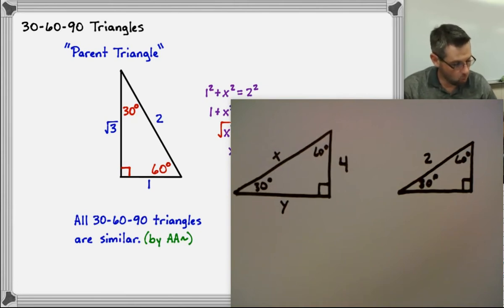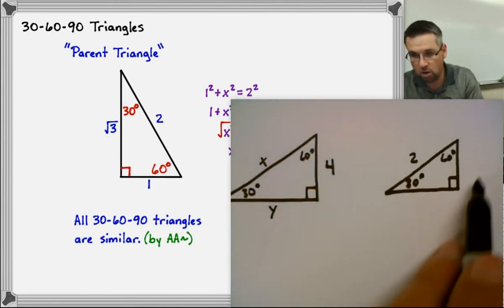And notice that the 1 here, the 1 is the smallest side. It is always opposite to the 30-degree angle. It's always across from the 30-degree angle because the 30 degrees is smaller than the other 2 angles, and 1 is smaller than the other 2 sides. So where does the 1 go in our parent triangle here?